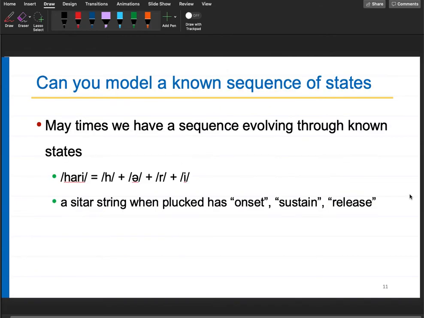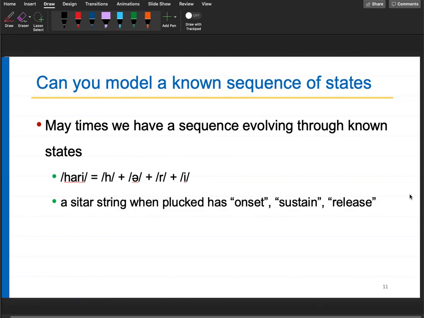Okay, now there is one more situation. Many times we have a sequence evolving through known states. For example, if you say Hari, it will always be the phoneme Ha followed by Shwa, followed by Ra followed by E. Right? You cannot have first E, then Ha, then Ra, then A. That combination is not possible.